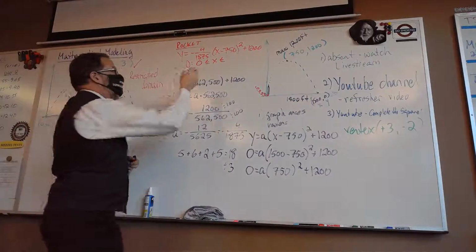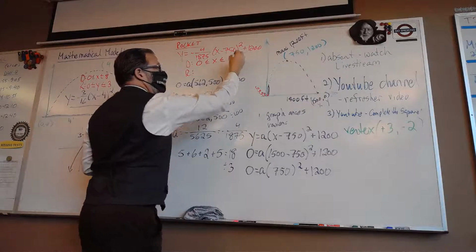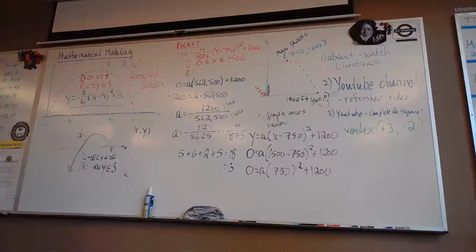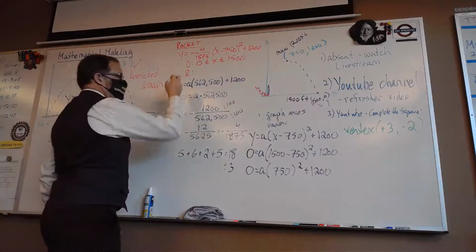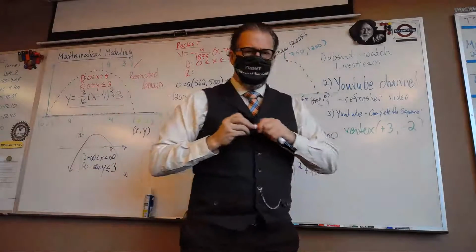1,500. The rocket lands at 1,500 feet. Doesn't go any further. How far does the parabola go? Forever, right? Parabolas go forever. But the rocket starts at 0, which is where Tyler launched it, and it landed at 1,500 feet. So it ends at 1,500 in the X direction. Good. Thank you, Tyler.